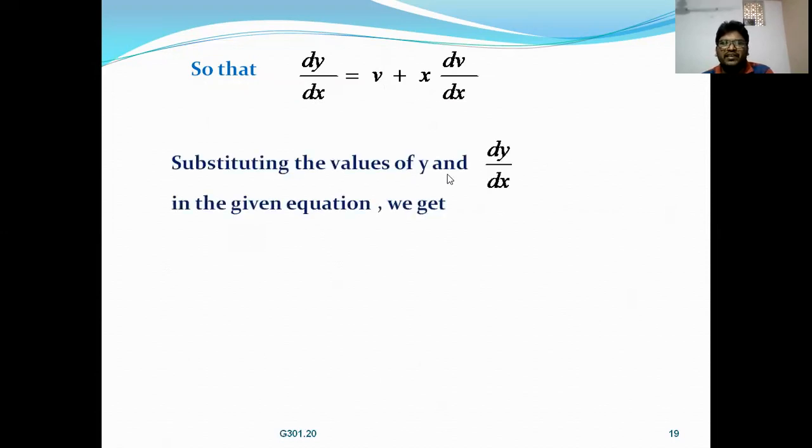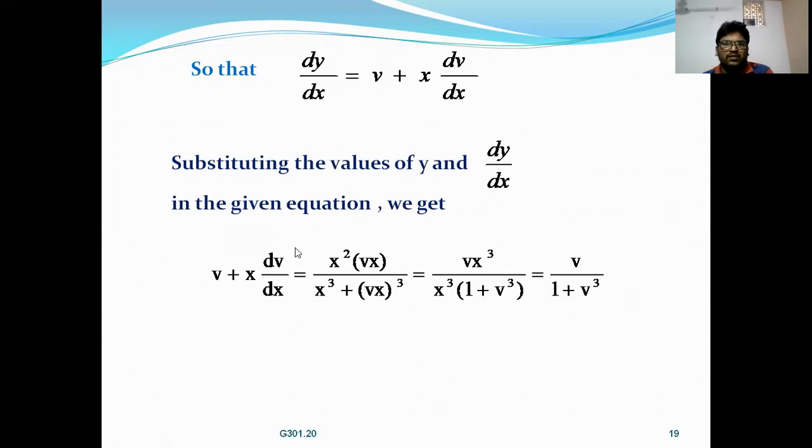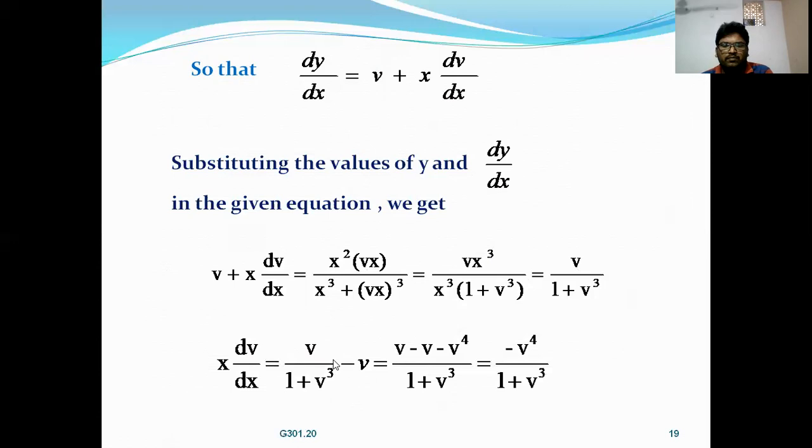Substituting the values of y and dy/dx in the above equation, it becomes v + x dv/dx. This is dy/dx. And on the right side we substitute y replaced by vx. Take common x² from the numerator and x³ from the denominator. After cancellation of the x² term, you will get v/(1 + v³). So the reduced equation is in the variables x and v.